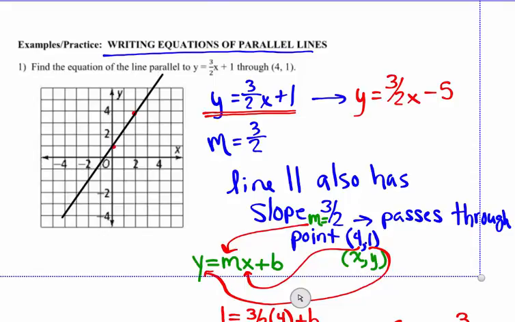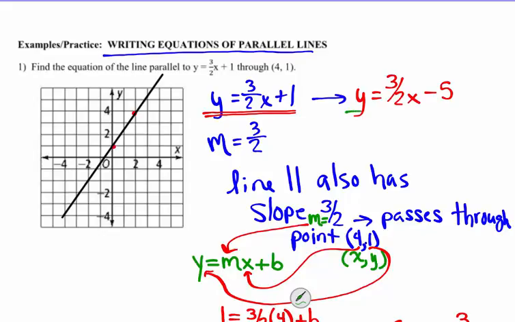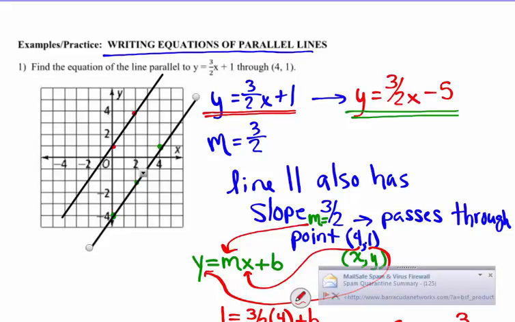My second line is y equals 3/2 x minus 5. So I'm going to start at -5 on the y-axis, and then from there I'm going to go up 3 and over 2. Do it again, up 3 and over 2. I'm really hoping that my line passes through the point (4, 1), because that's what we need it to do. And you'll see here that it does in fact pass through the point (4, 1). And they are parallel. Okay?